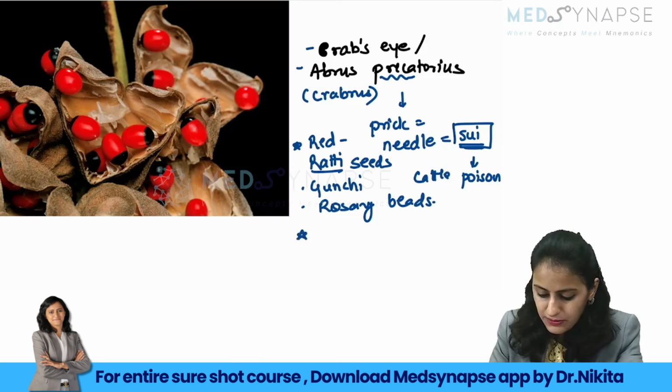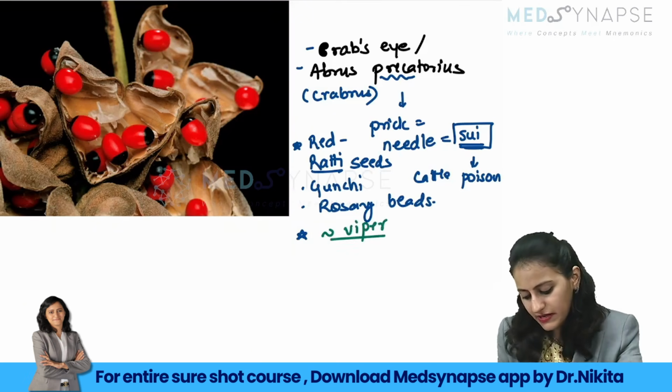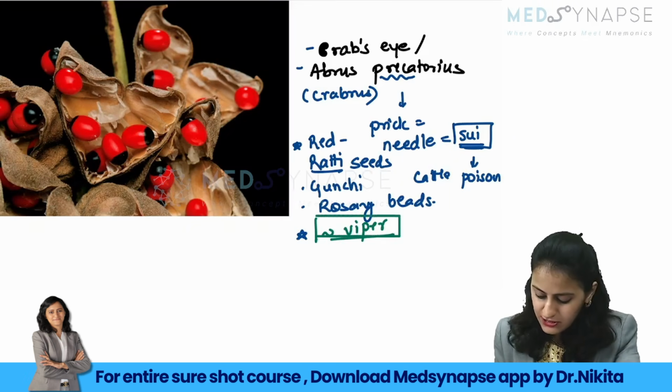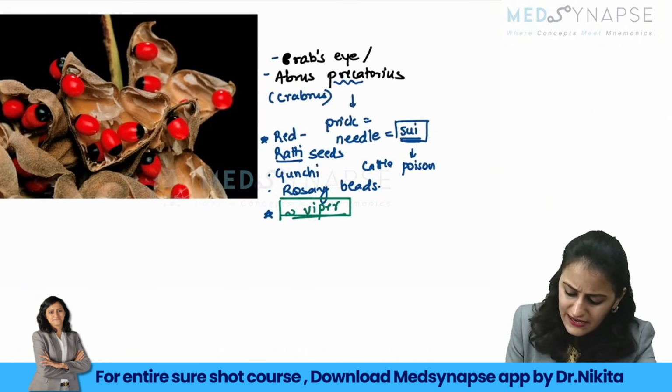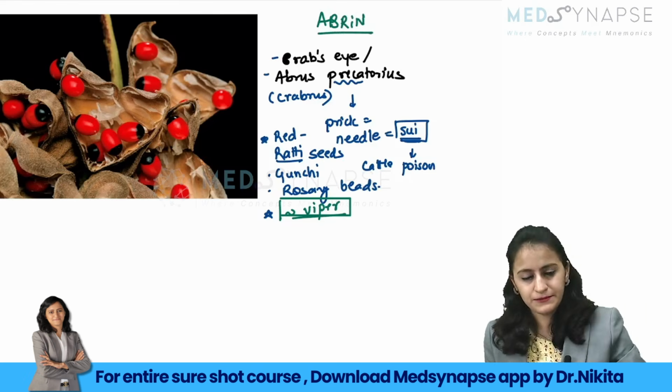Another important point, remember that this resembles the viper venom. This is an important question. So remember that Abrus resembles viper. The active component here is abrin.